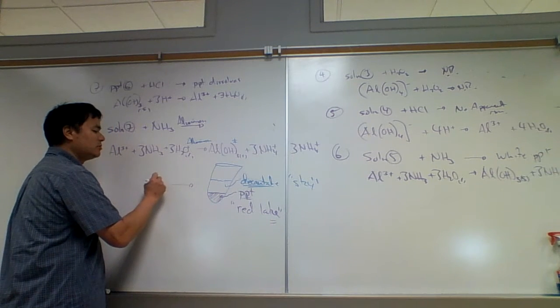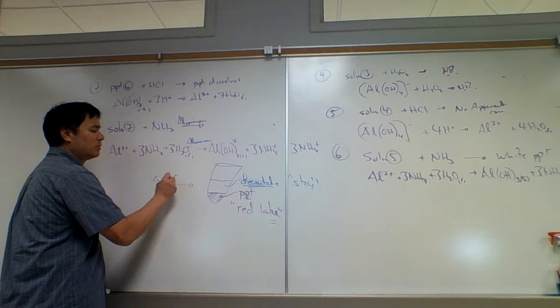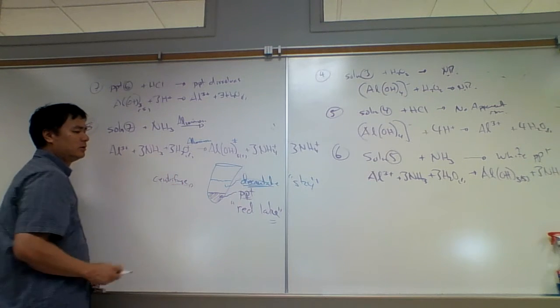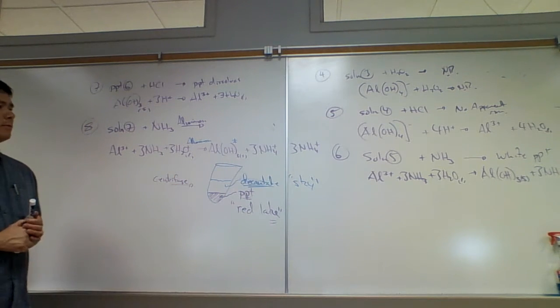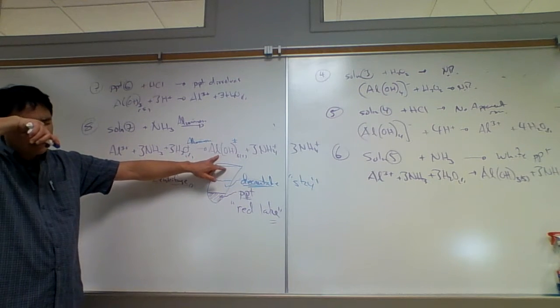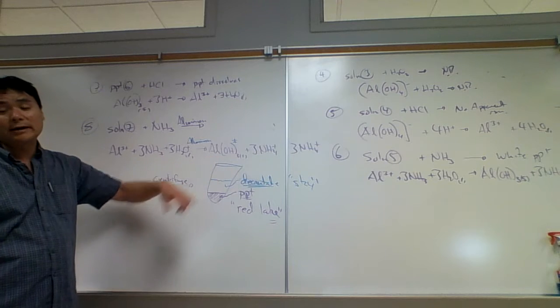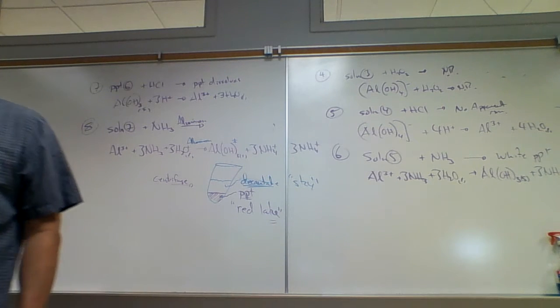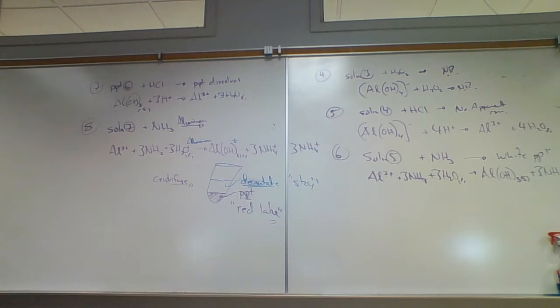And so what we need to do is centrifuge this, otherwise it doesn't work very well in order to see the red lake. And so the red lake is this dyed aluminum hydroxide precipitate, which turns red. Other ions don't necessarily form a red lake. They precipitate out the hydroxides.